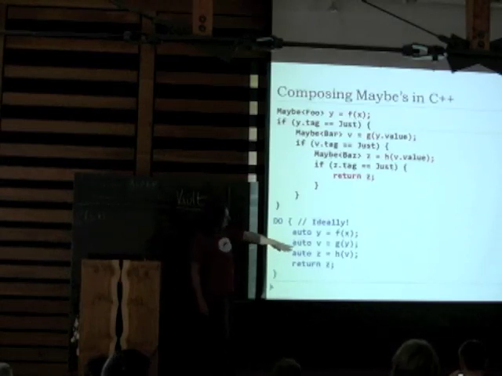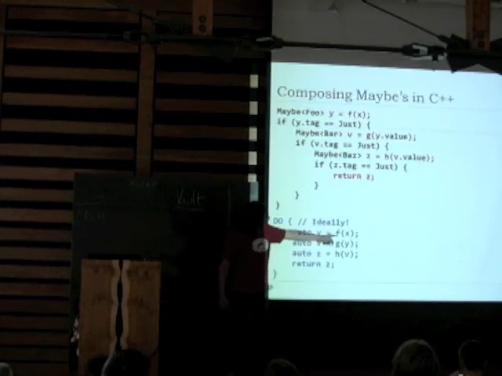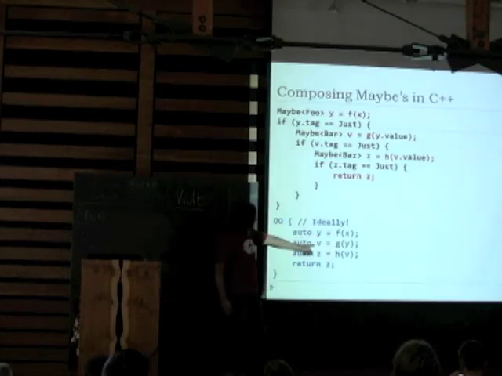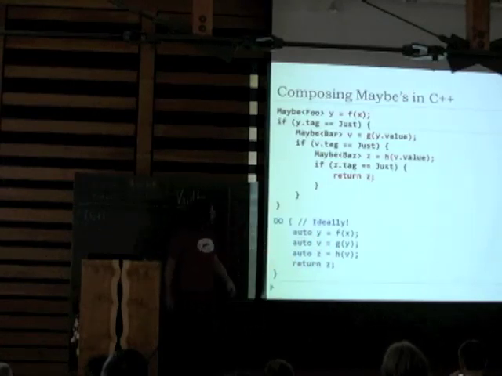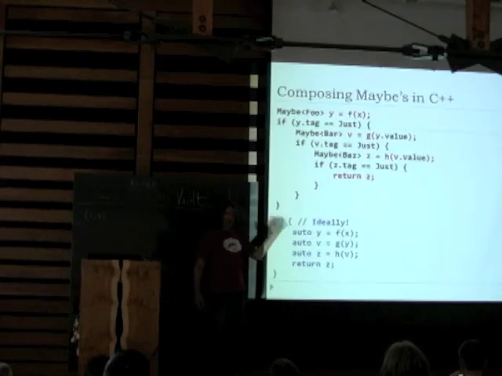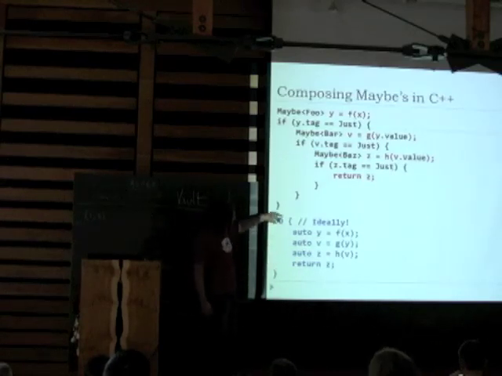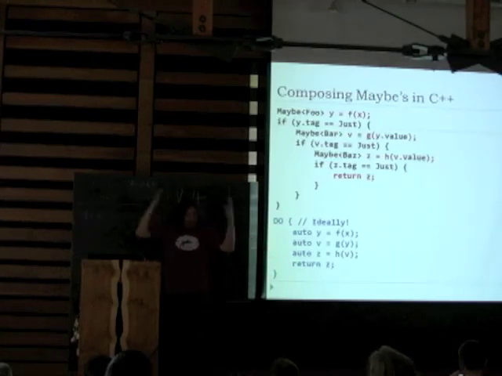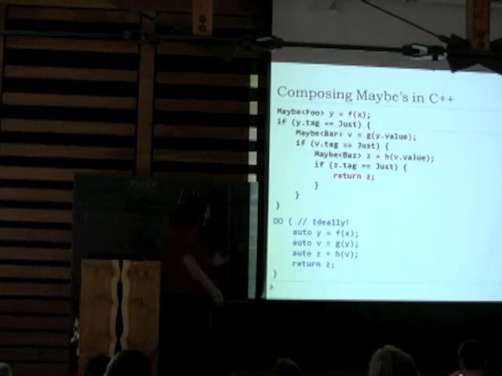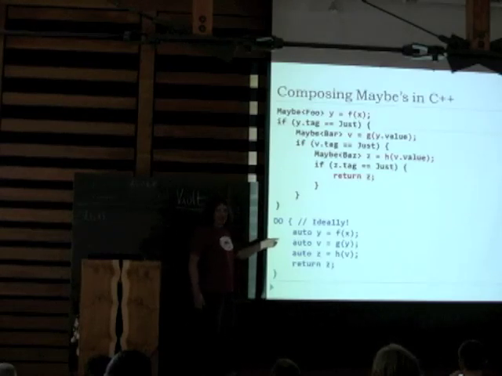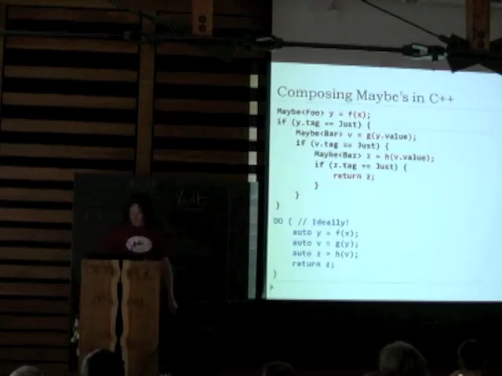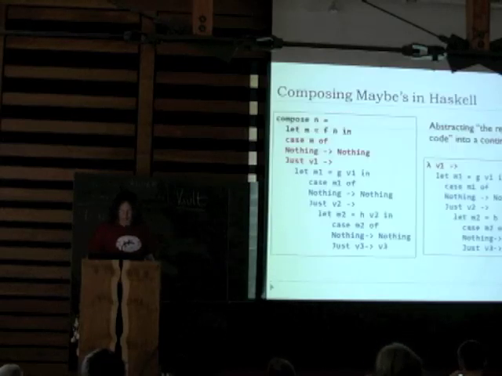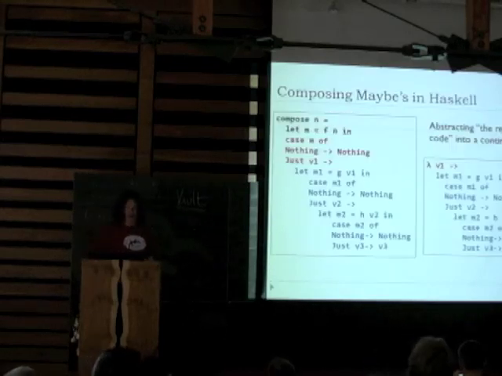So ideally, I would like to have code like this, right? Calling f returns y, calling g with y returns v, calling h, and then return z. That would be ideal, because now I have only the relevant code, no bookkeeping. So this magic here would just do the bookkeeping for me. And the question is, can I do this in C++? Can I do this in Haskell? And still have the safety of this code? And the answer in both languages is yes. And it's as simple in either language.